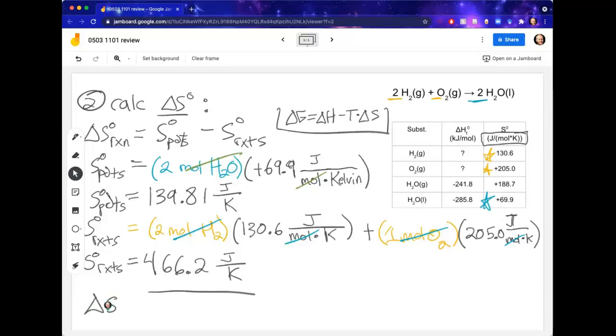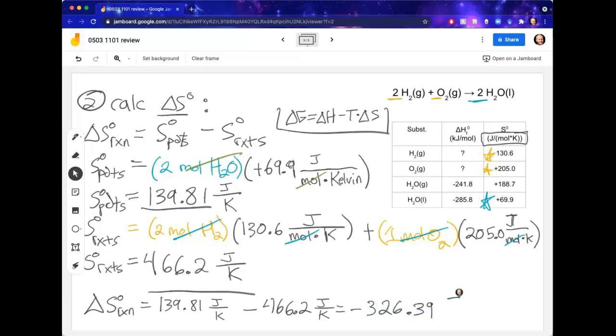So delta S in this case, for the reaction, we've got products 139.81 joules per Kelvin, subtracting off the reactants 466.2 joules per Kelvin. And we're going to get a negative value now, a negative value for delta S. 139.81 minus 466 and change. I get minus 326.39 joules per Kelvin.